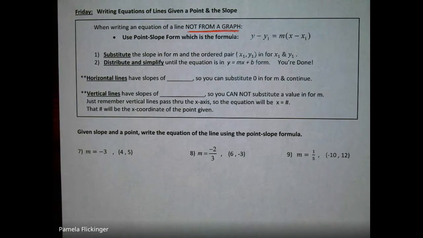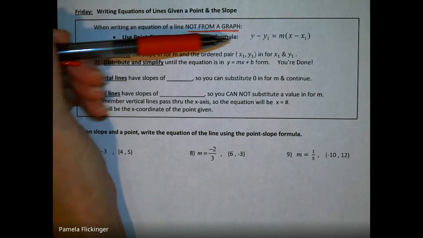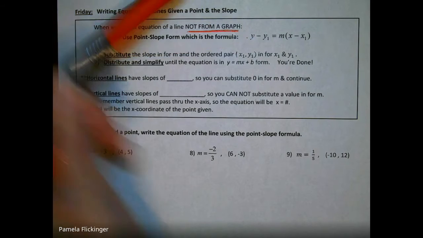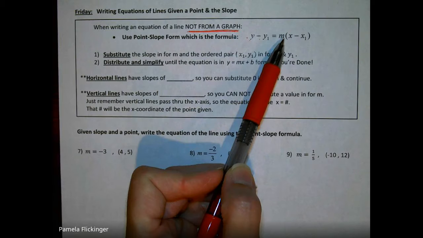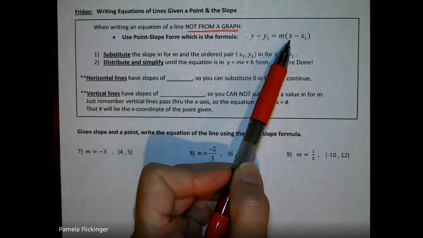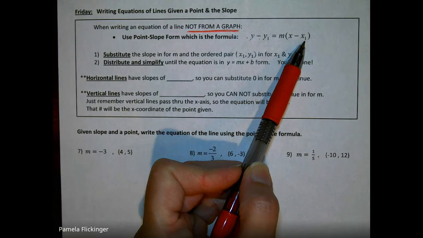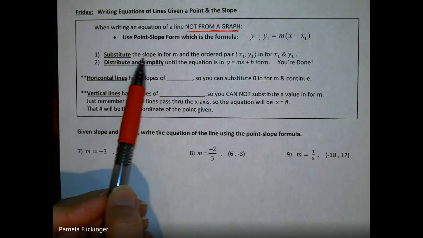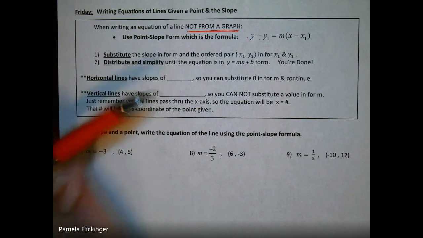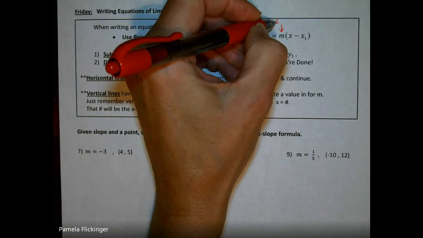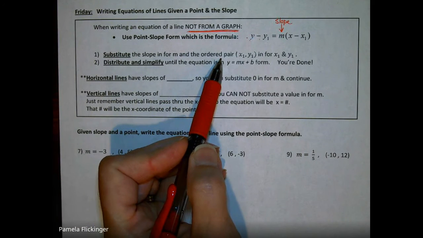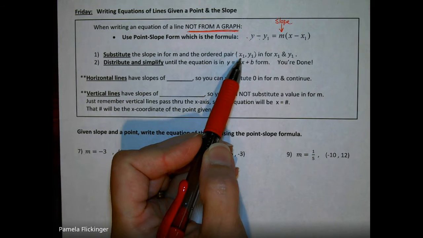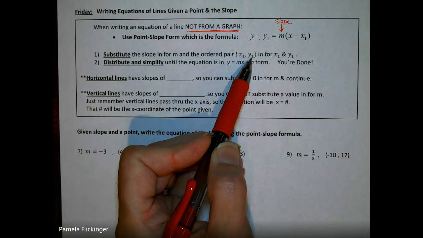So first things first, here's the formula. It is y minus y1 equals m times the quantity x minus x1. What we're going to do is substitute the slope in for the m. So here's your slope, that's going to go there. And then you're going to substitute the ordered pair that you're given in for x1, y1.